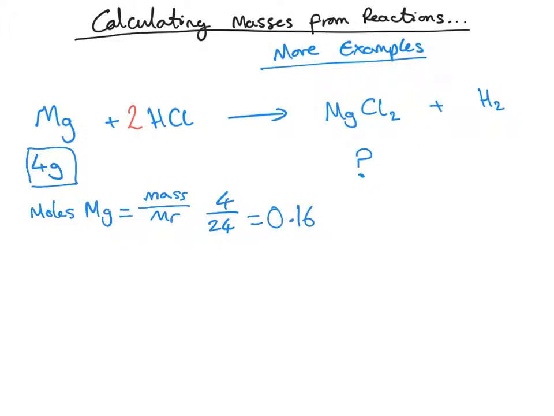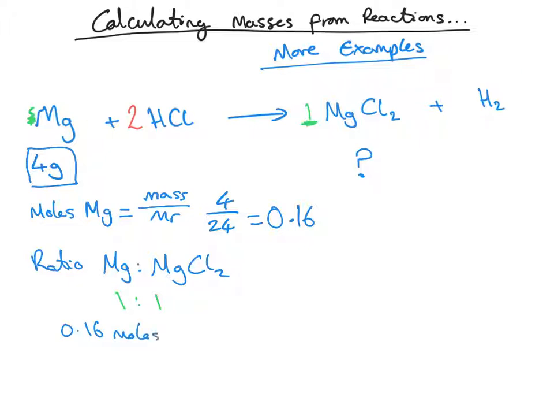0.16. My next step is to look at the ratio of what I know, so the ratio of Mg to what I'm looking for, so magnesium chloride. Well, I've only got 1 molecule of Mg, and that makes 1 molecule of magnesium chloride. Therefore, my ratio is 1 to 1. Therefore, if I've got 0.16 moles of magnesium, that's going to make me 0.16 moles of magnesium chloride.